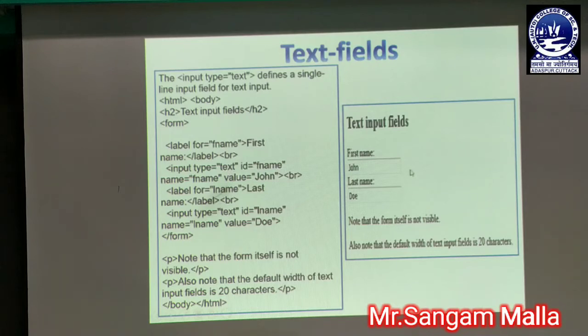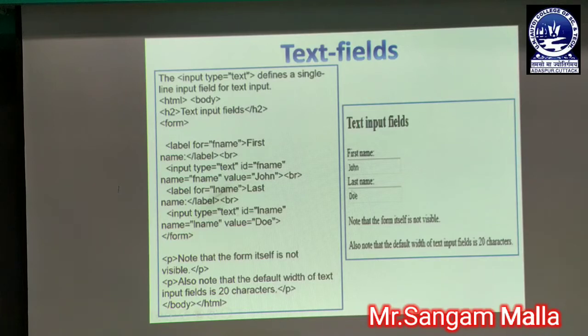Then again after that we need to break the line, so we have used the BR tag. Then again we have specified another label, that is last name. You can see that last name has been printed over here because we have given it as a label. There is a difference between label and text field: a label cannot be edited in the web page, but in the text field we can edit anything.